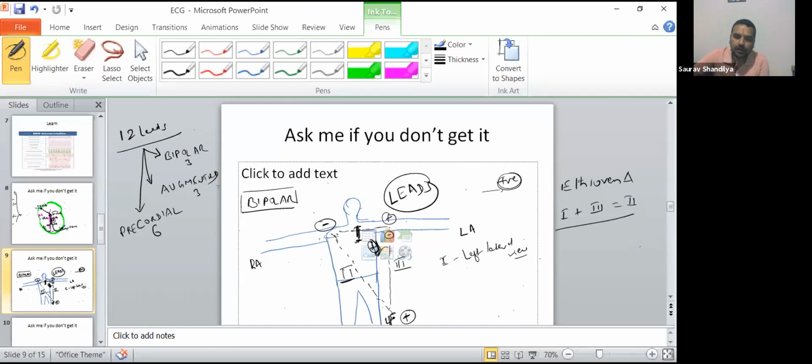What are you going to do? From here, you are going to see, right? Wherever there is a positive, you are going to see from there. So what are you going to see? You are going to see this part of the heart. So basically with lead 2, you are going to see the inferior view of the heart, how it is happening, right?